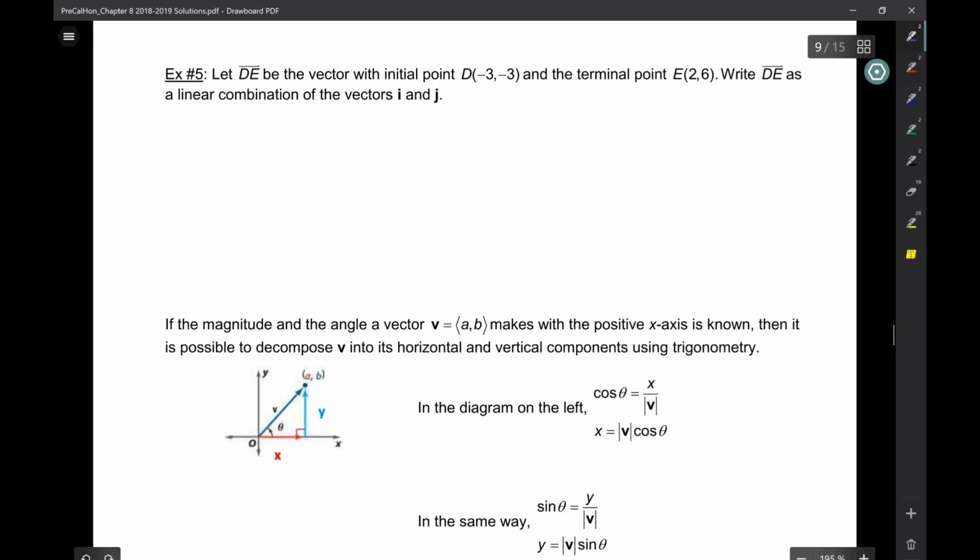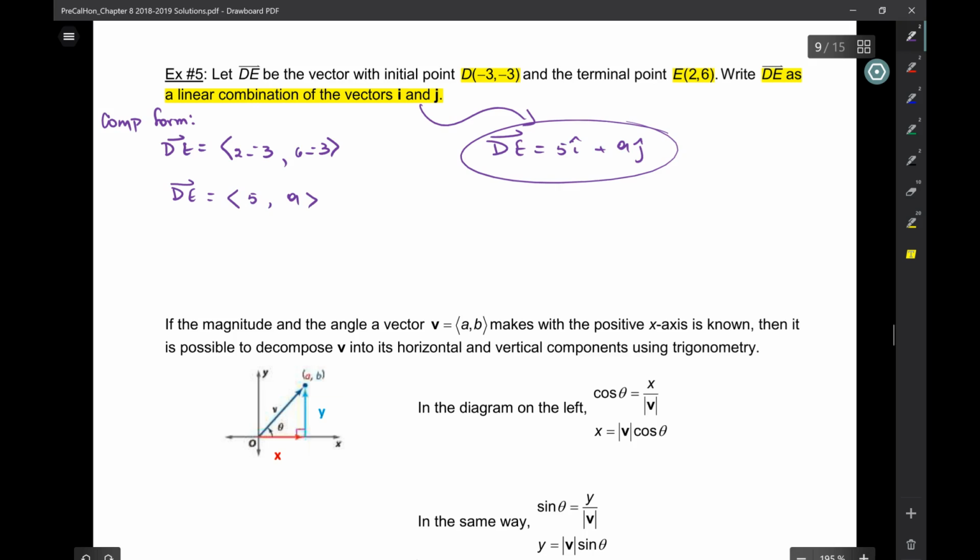Okay? So, take a look at this. Let DE be the vector with initial point here and terminal point here. Write DE as a linear combination of vectors i and j. Okay? What's it called? Linear combination of i and j? Yes. So now look. What is DE? Let's just write it in component form first. It's easier to organize. So it's going to be 2 minus negative 3 and 6 minus negative 3. So DE in component form is 5, 9. Hang on. DE as a linear combination of vectors i and j is 5i plus 9j. Okay, so that's that. Okay, let me go on and then I'll take you.